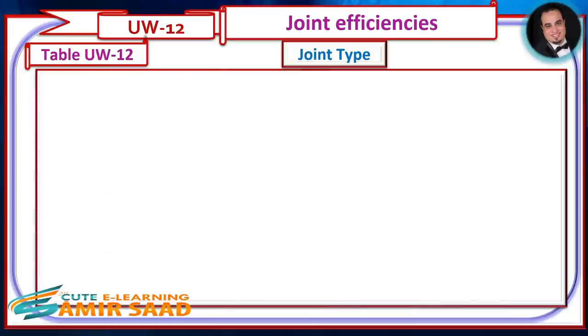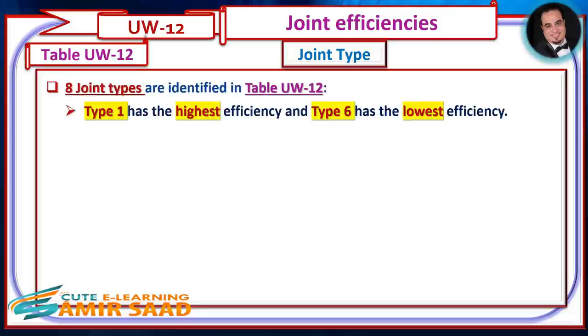UW-12, Joint efficiencies. We will discuss joint types per Table UW-12. Eight joint types are identified in Table UW-12. Type 1 has the highest efficiency, and type 6 has the lowest efficiency. Types 7 and 8 have no assigned efficiency.